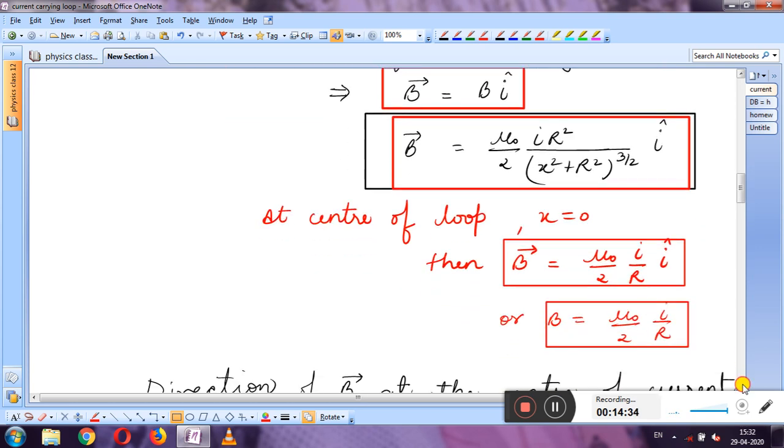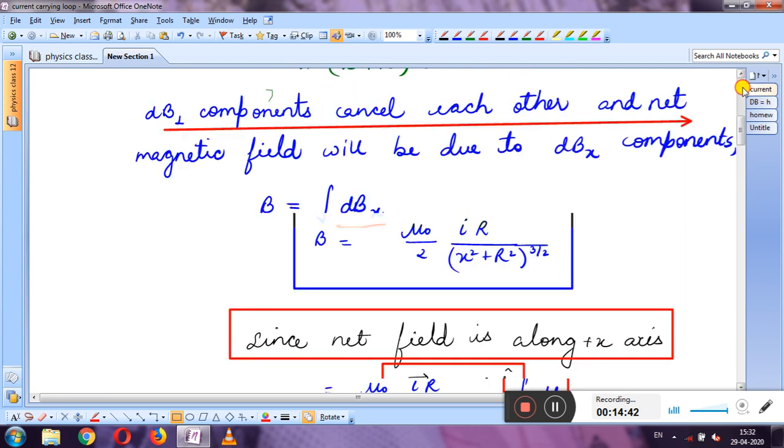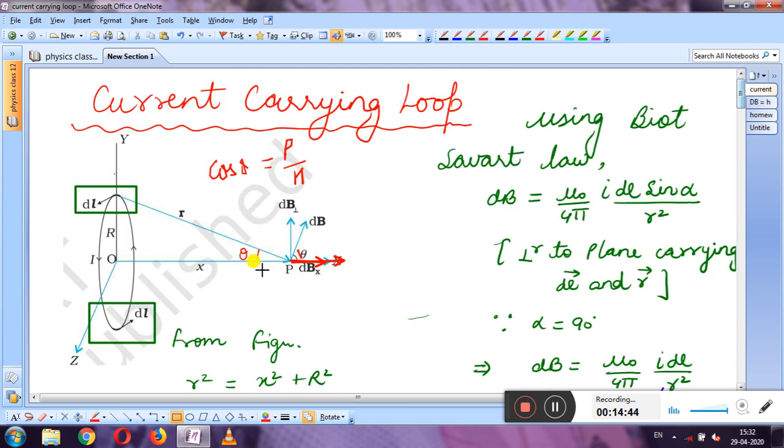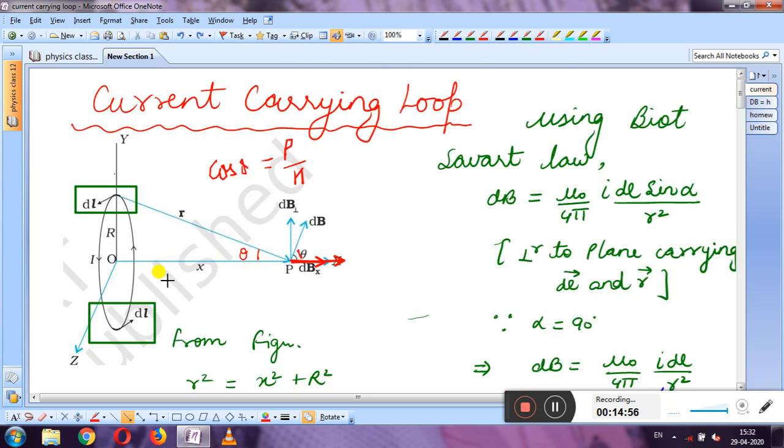Then if we try to find out the magnetic field at the center of the loop, what can we say? We can say that this point P we will take to the center of the ring or loop. If we take it to the center of the ring, then what will be the value of x? Value of x will be equal to 0.